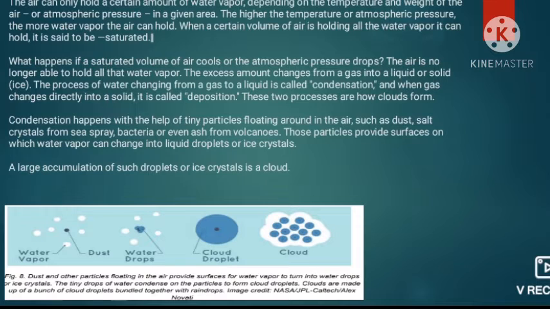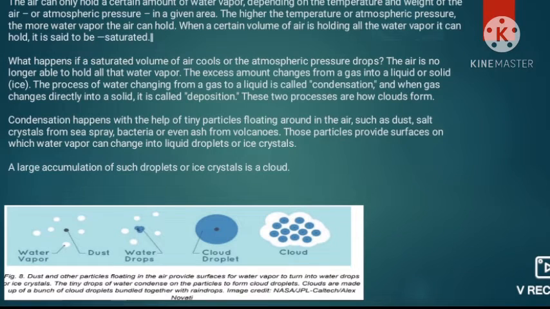Condensation happens with the help of tiny particles floating around in the air, such as dust, salt crystals from sea spray, bacteria, or even ash from volcanoes. Those particles provide surface on which water vapor can change into liquid droplets or ice crystals. A large accumulation of such droplets or ice crystals is a cloud.